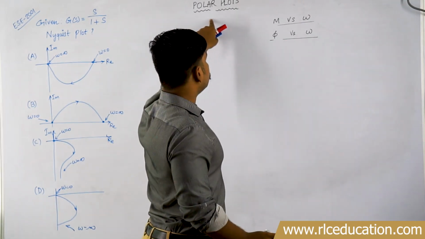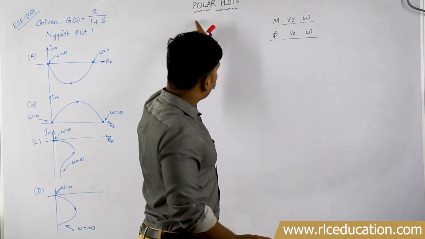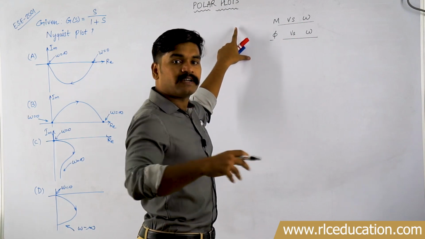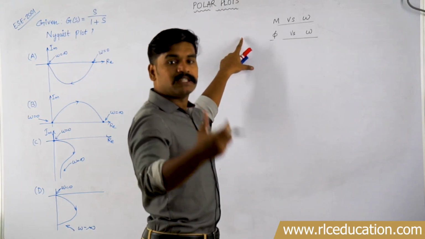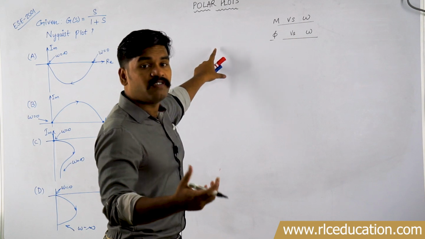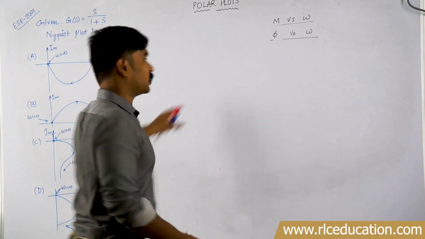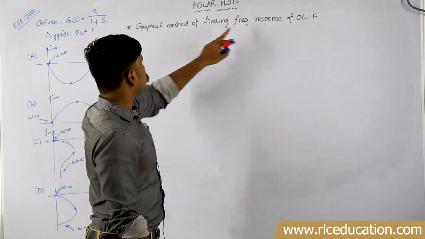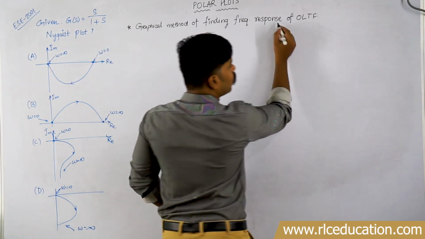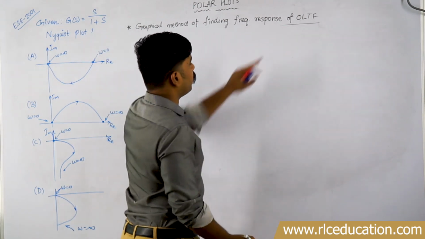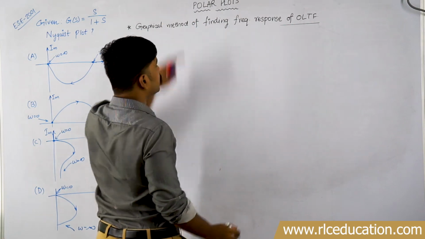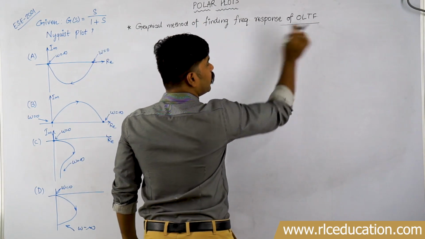So the next plot is a polar plot. Polar plot is also a graphical technique which is used to analyze the frequency response of an open loop transfer function. So polar plot is a graphical method of finding the frequency response of an open loop transfer function. Whenever you are constructing a polar plot, you have to deal with the open loop transfer function.